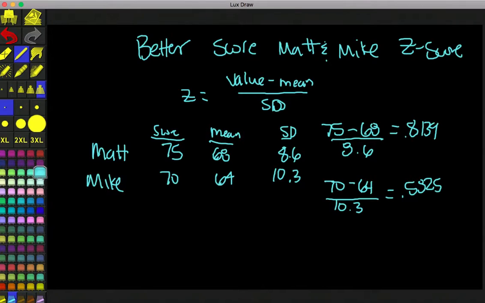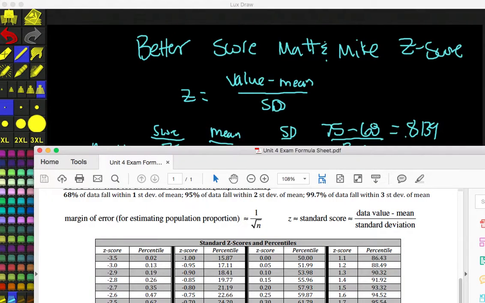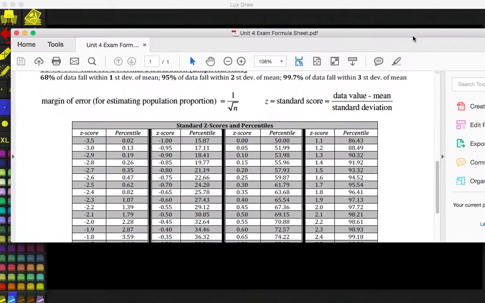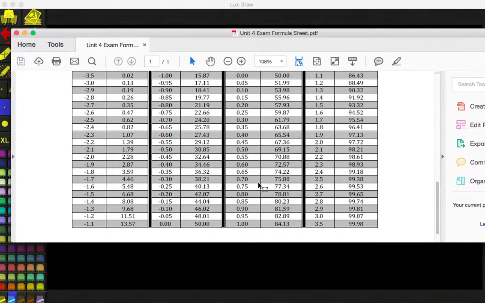So now I'm going to get the z-score page and I'm going to look it up. The first one we're looking up is 0.8139. Okay, so I'm going to find the z-score of 0.81. Now, probably you're not going to find the exact score. That's okay. You just pick the closest thing. So this 0.8 is the equivalent percentage of 78.81.